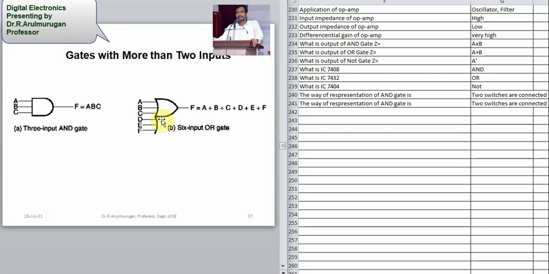OR gate means addition. With many inputs: A plus B plus C plus D plus E plus F. That is the OR gate. So this is for simplification purposes. What is the purpose you are learning this for? You are learning it to simplify. That is the purpose.